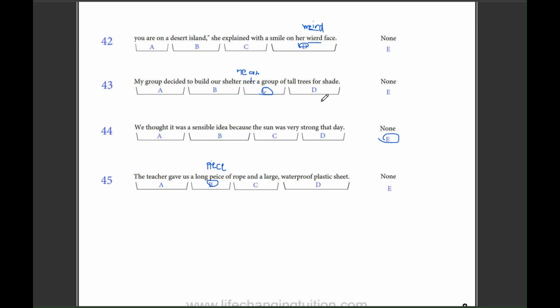For question 44, another spelling challenge. The phrase is, quote, we thought it was a sensible idea dash that day, close quote. Let's look at the choices.